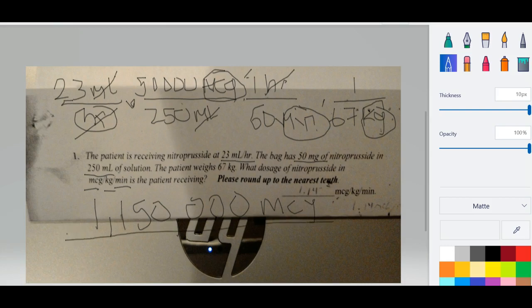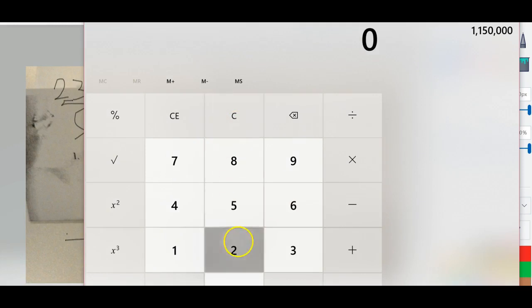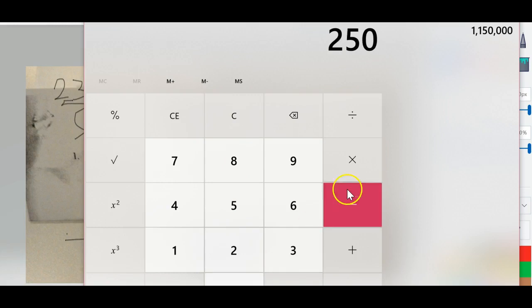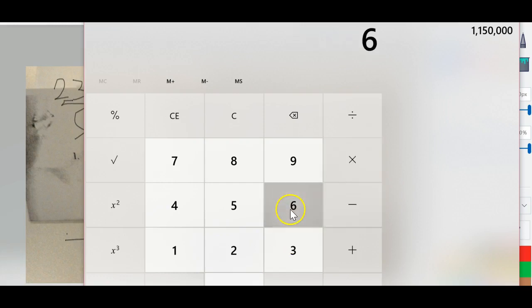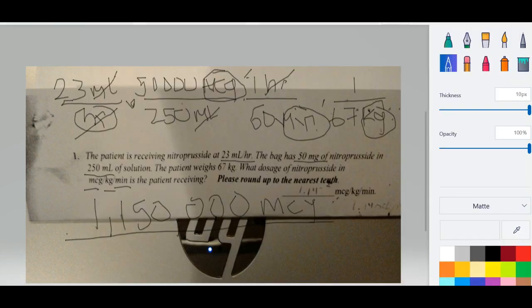Over, and now we're going to times the bottom half of this equation here, which is 250 times 60 times 67. Let's do that. That is 250 times 60 minutes times 67 kilos equals 1,005,000. Okay, so let's do that. 1,005,000. And what do we have at the bottom? That's kilograms per minute down at the bottom.